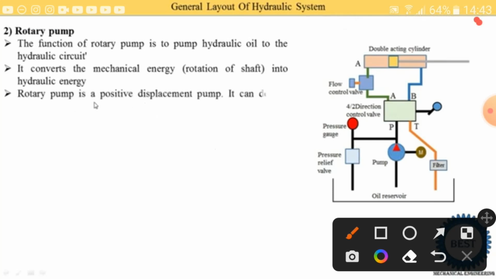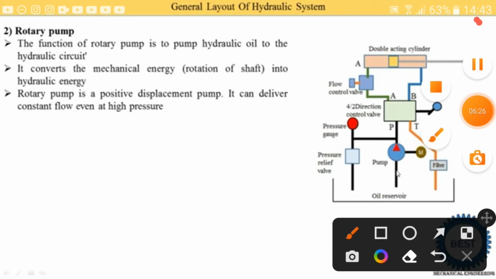The rotary pump is a positive displacement pump. Various types of pumps are available, so it is not necessary to use the rotary pump in hydraulic systems. You can also use another type of pump. But in this image we are discussing the rotary pump, which is a positive displacement pump, and it can deliver a constant flow even at high pressure.